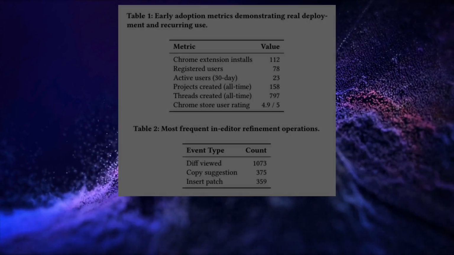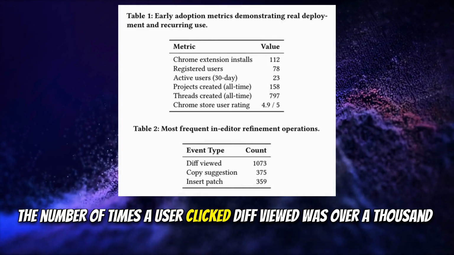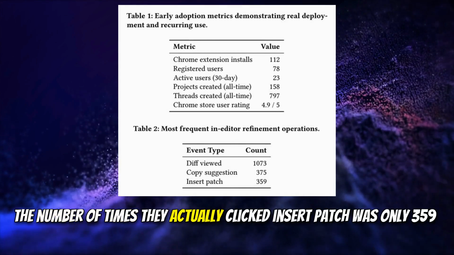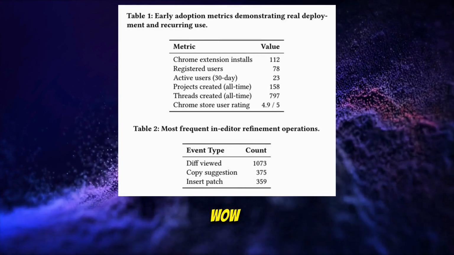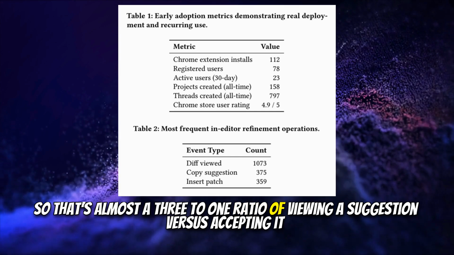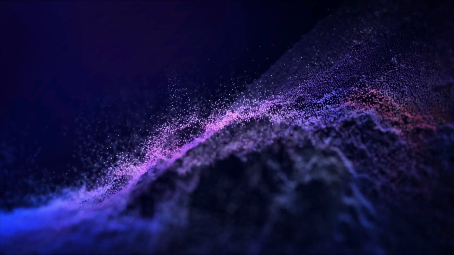It's the ratio. The number of times a user clicked diff viewed was over 1,000. The number of times they actually clicked insert patch was only 359. Wow, so that's almost a 3-to-1 ratio of viewing a suggestion versus accepting it. What does that tell you?